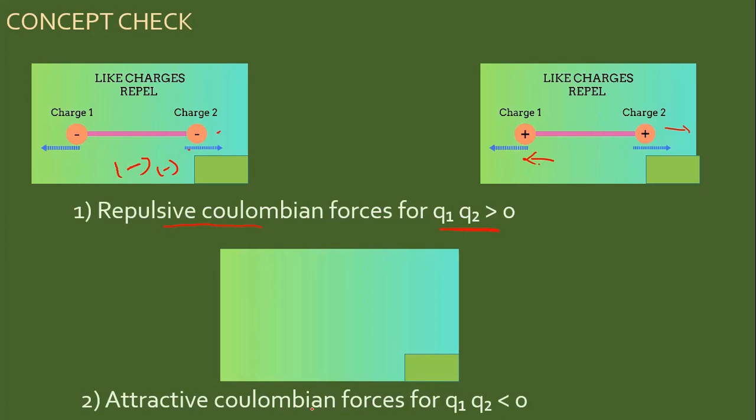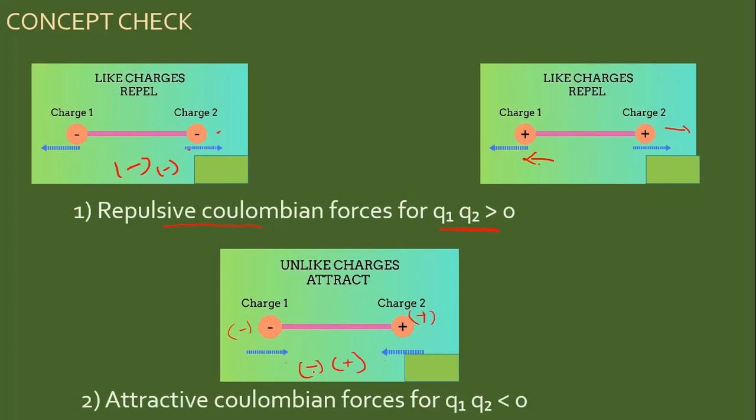Attractive Coulombian force means the force must be attractive in nature. When will this force be attractive? When we have two unlike charges, that is, one negative charge and the other a positive charge. Here we find the Coulombian forces pointing towards each other, that is, attractive in nature. So whenever it is asked, if Q1 Q2 is less than 0, it signifies that one charge we are dealing with is negative and the other has to be positive. Only then will this product give us the attractive Coulombian force.